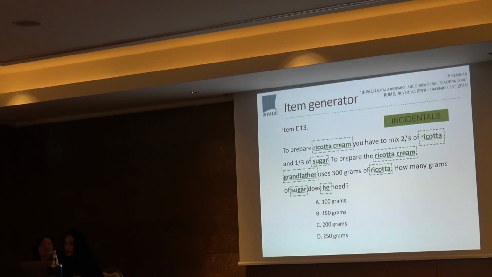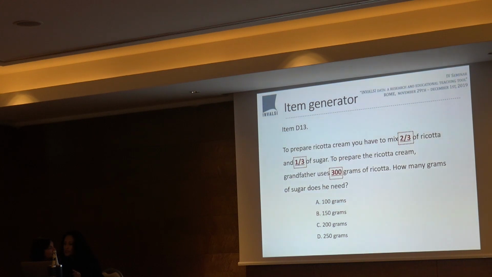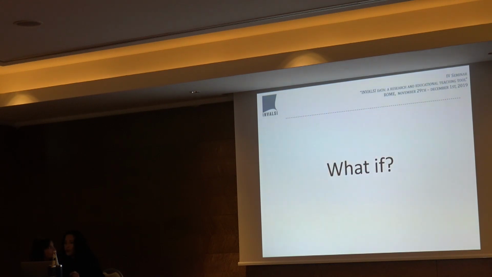Okay, so now, these elements are the ones that are going to change the difficulty level and are directly related to the construct, okay? So these are the fractions and the proportion, the quantity. So these are called the radicals. What if we do this?